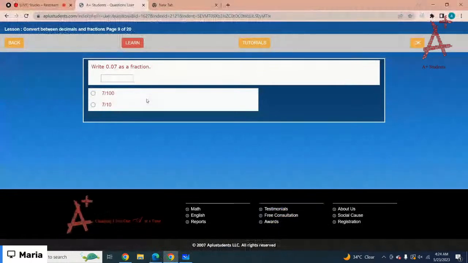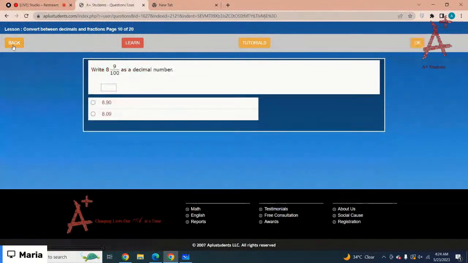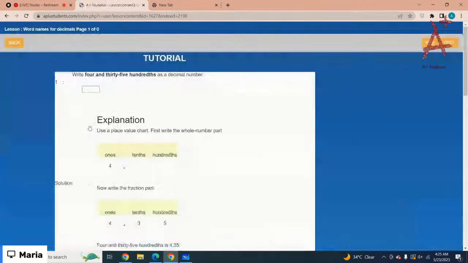Okay, you can complete the test by yourself later today. Let's just move on to the next lesson. Okay, the next lesson is word names for decimals. Okay, write 4 and 35 hundredths as a decimal number. So we are given it in words, and you have to write it in numbers, got it? So we have to use a place value chart.